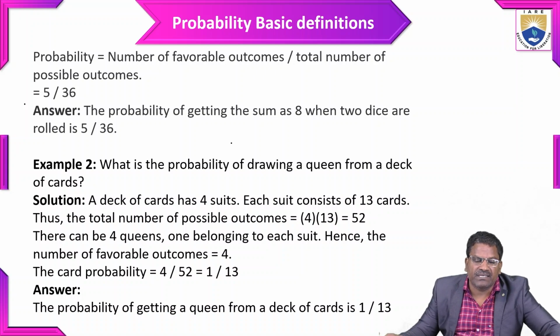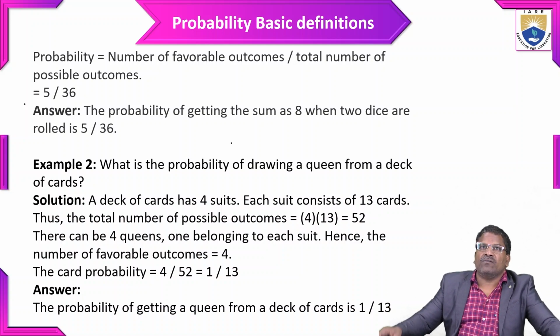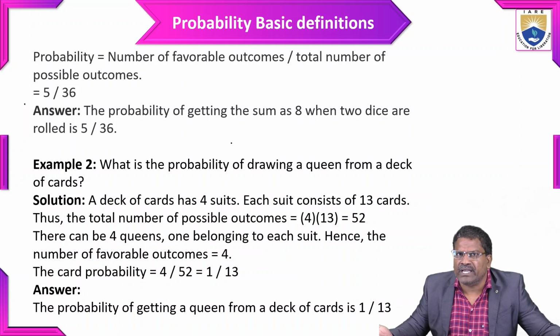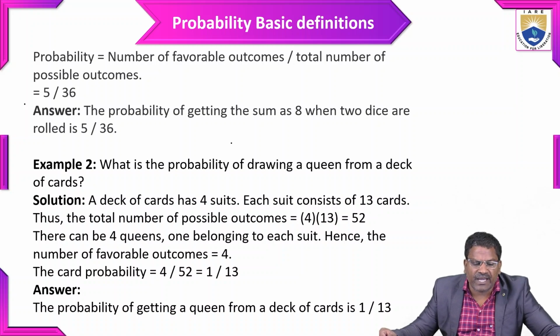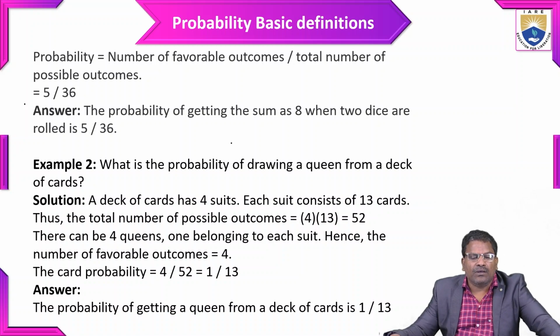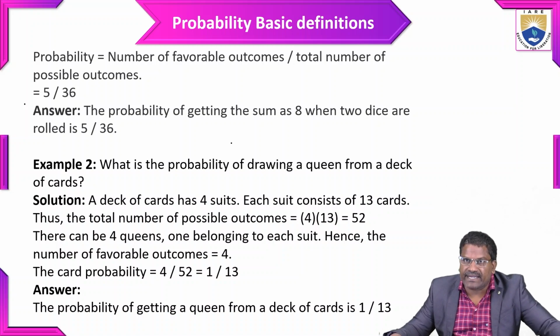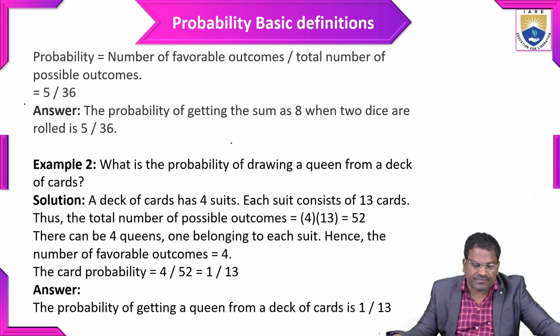the probability of this event is equal to the number of favorable outcomes divided by the total number of possible outcomes. Here, how many favorable outcomes are there? 5. 5 divided by the total number of possible outcomes, 36. So it is 5 by 36. So the probability of getting the sum as 8 when two dice are rolled is 5 by 36.